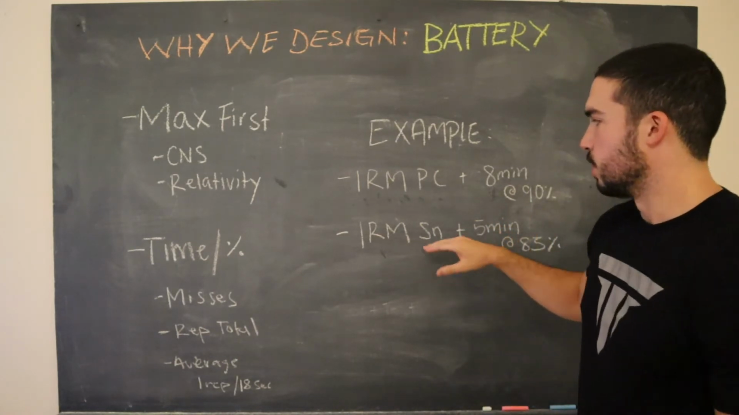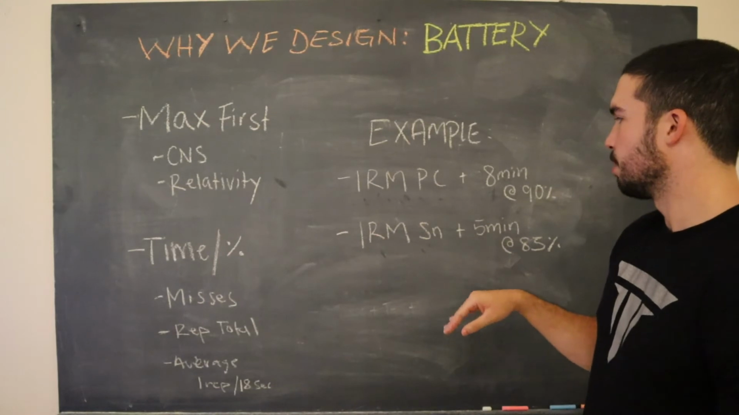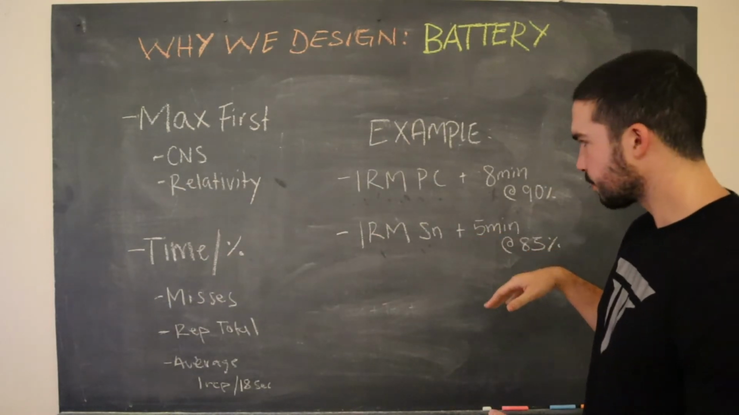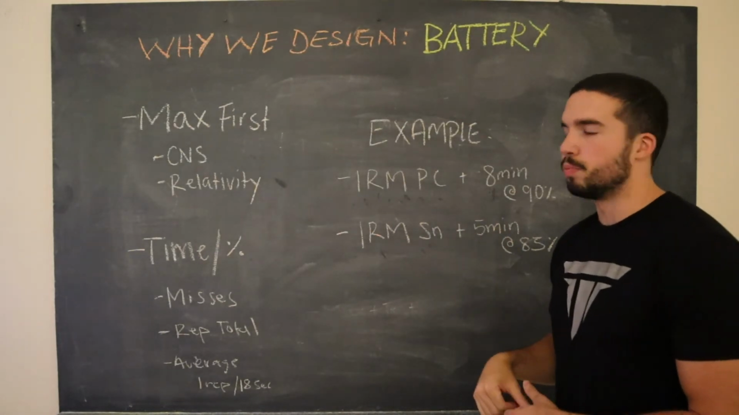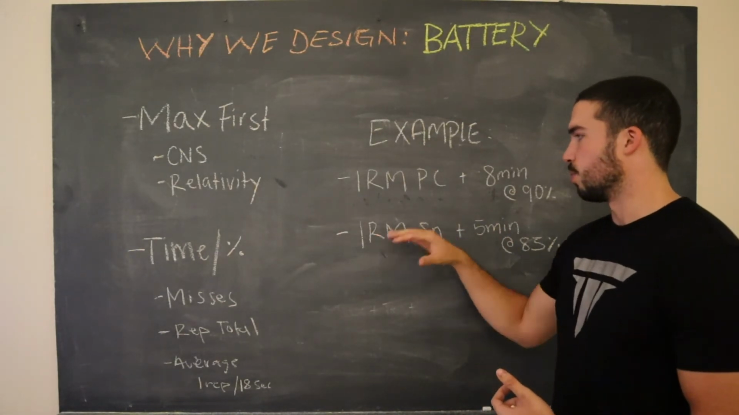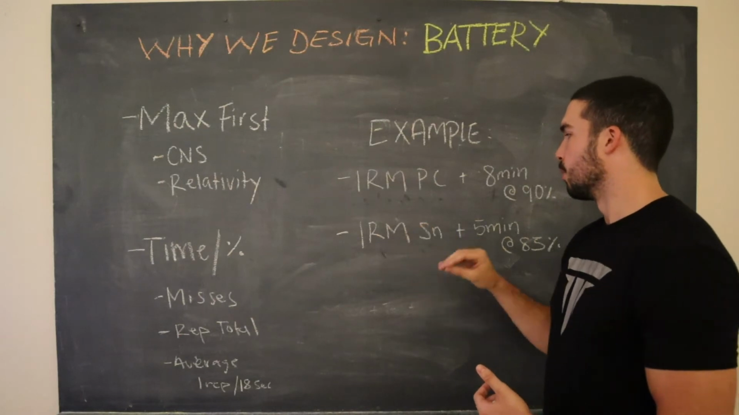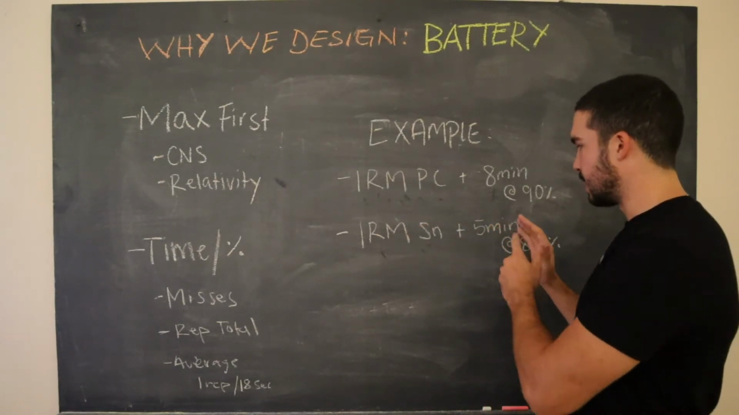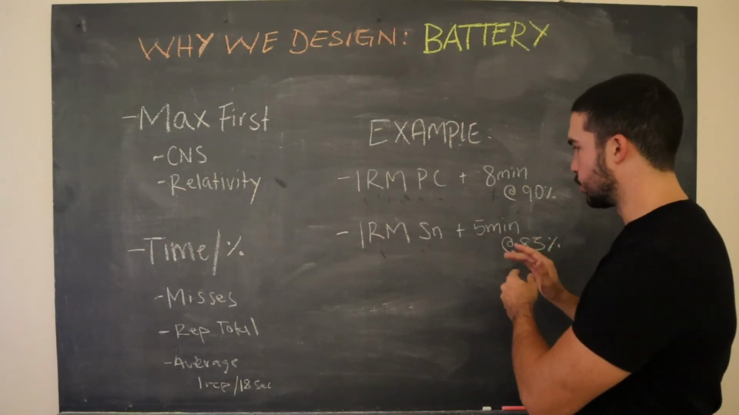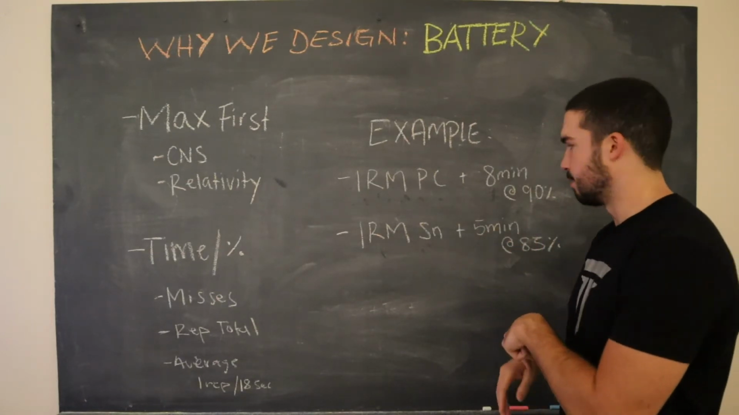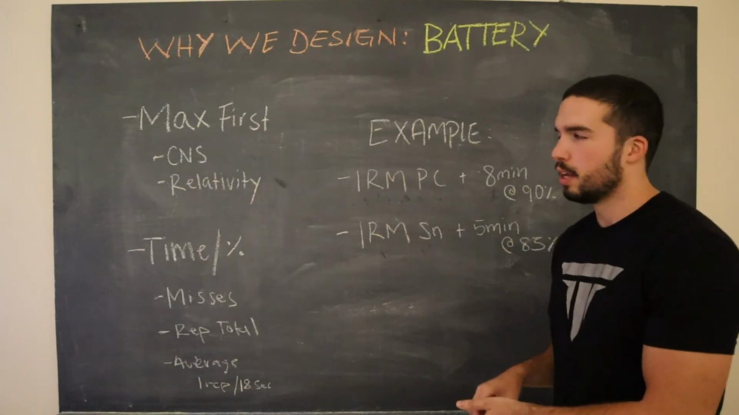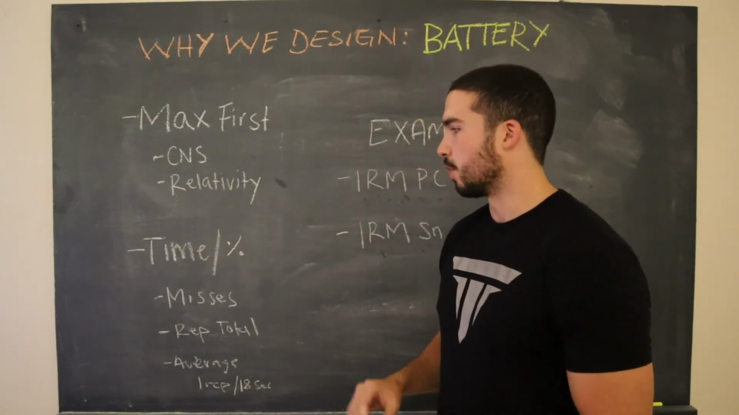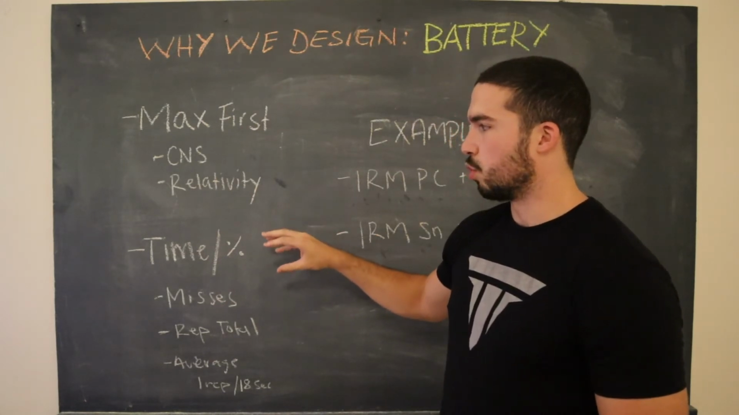We can do it with the snatch too. 1 rep max snatch plus 5 minutes at 85%. Again, this is just another example with a different movement, but the same kind of concept. They're going to do a 1 rep max, a maximal effort, rest a specific amount of time, and then do a specific amount of time or a specific amount of reps. This could be 20 reps per time at 80% instead of 5 minutes for max reps. Same concept. Max first, and then time and percentage are going to be in control by the test.